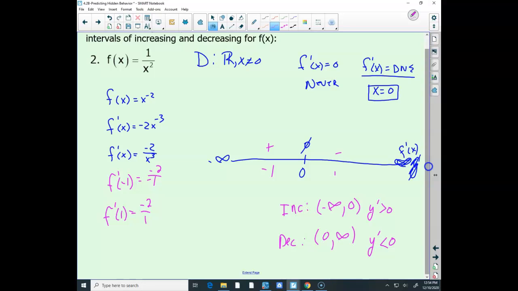Do I have a maximum value? Well, what is f of 0? What is 1 over 0 squared? It's undefined. I have no extreme values because at this point on the original function, that point does not exist.